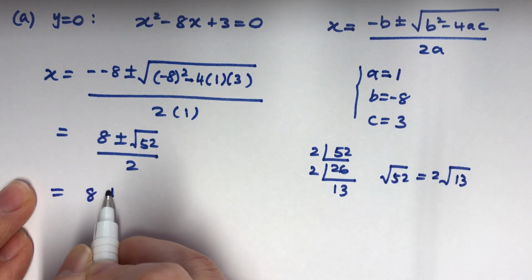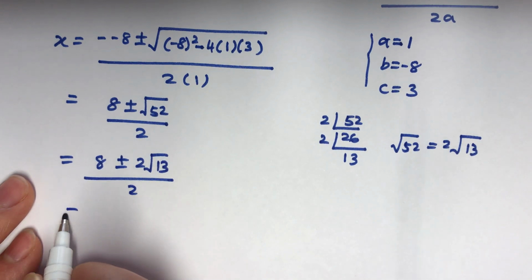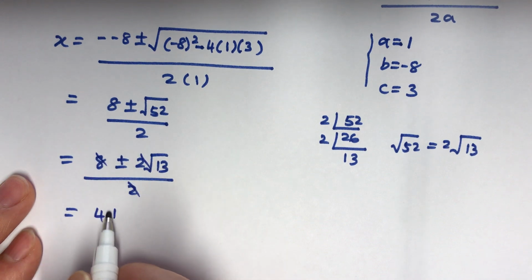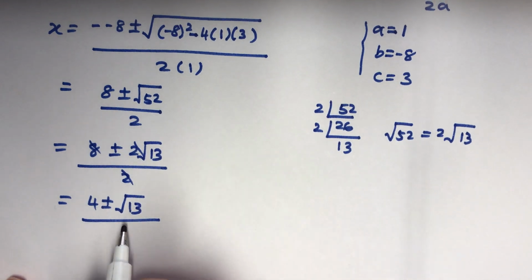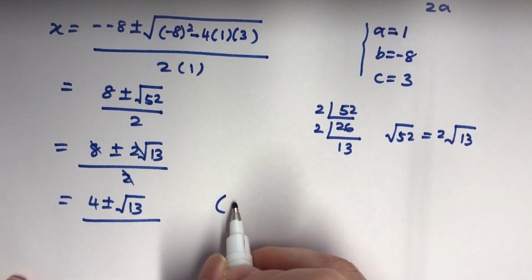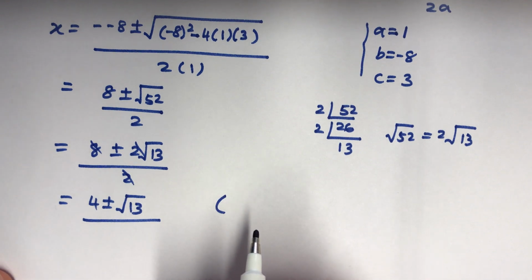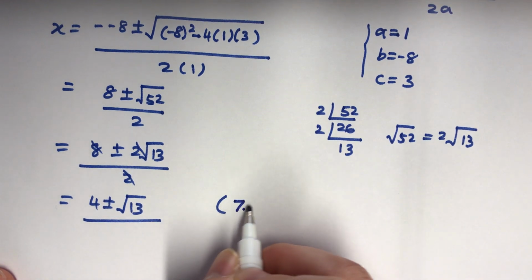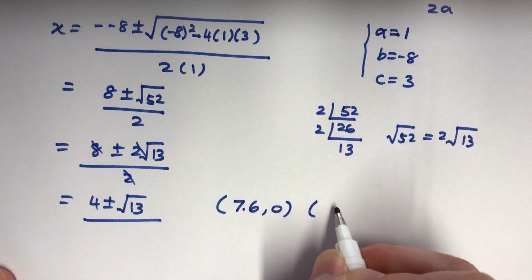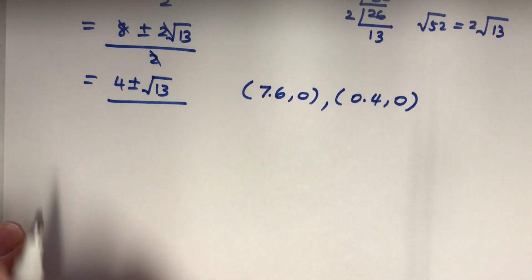So if you put that in, I will simplify it to 4 plus minus root 13. So my x values when y equals 0 are 4 plus root 13 and 4 minus root 13. I'm just going to put it in decimal. So I'm going to go 7.60 and 0.40, because I know I'm going to have to sketch it, so it'll be easier for me. I'm just going to leave it like that.